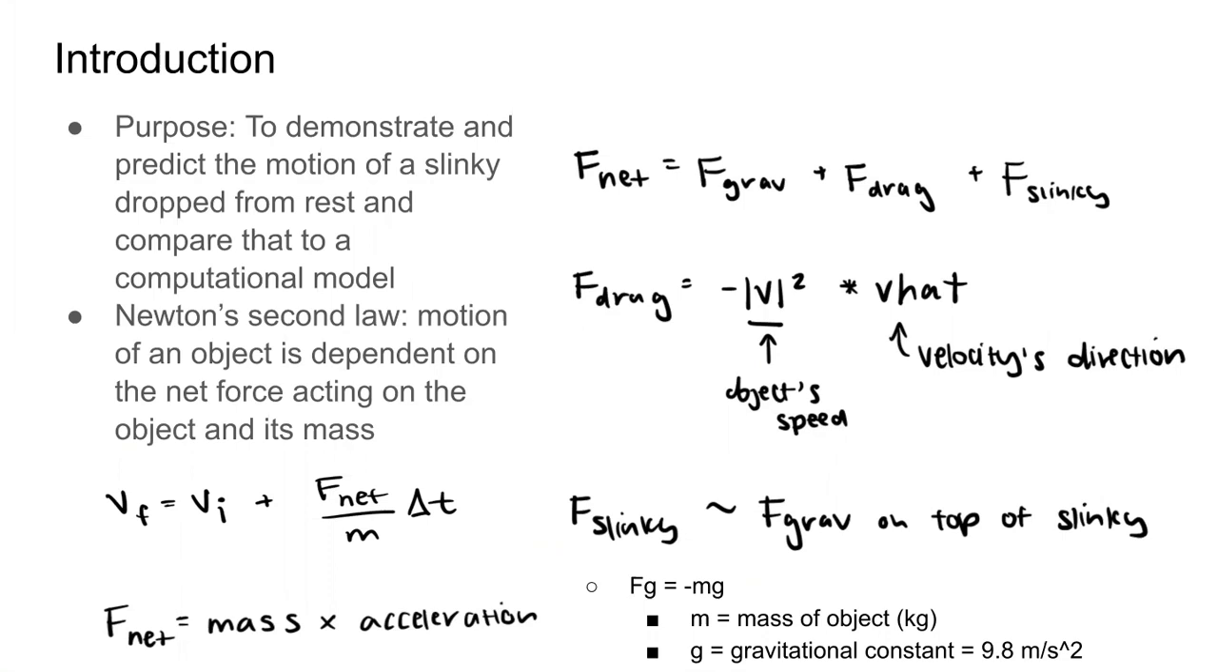Important formulas include the update velocity formula, where final velocity equals initial velocity plus F net over m times delta t, where F net can be calculated as the mass times acceleration, or here it is the sum of the gravitational, the drag, and the slinky forces. The drag force is the object's speed times the velocity's direction. The force of the slinky is associated with the gravitational and the tension forces at the top of the slinky acting on the bottom. Also, gravitational force here is equal to negative mg, where m is the mass of the object and g is the gravitational constant.